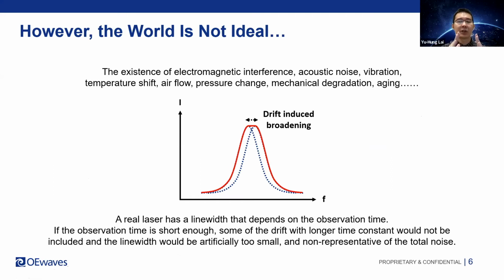And actually, if we use a finite integration time to do the observation, we will see a broadening of this laser line. A real laser has a laser line that depends on the observation time. If the observation time is short enough, some of the drift with longer time constant would not be included, and the linewidth would be artificially too small and non-representative of the total noise. So here we will introduce a concept of extended noise.